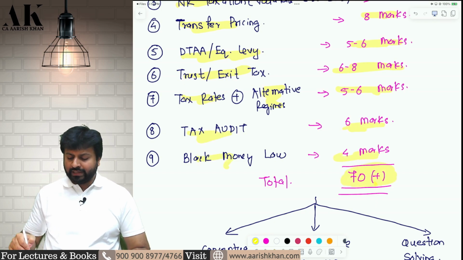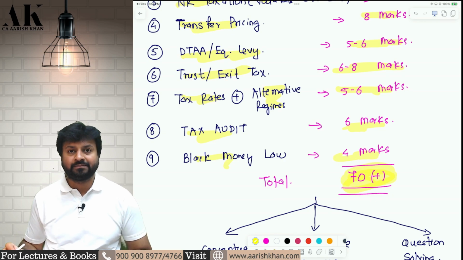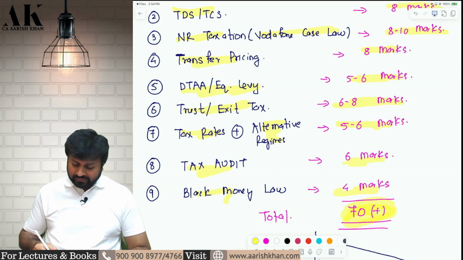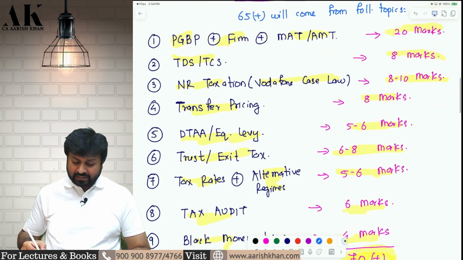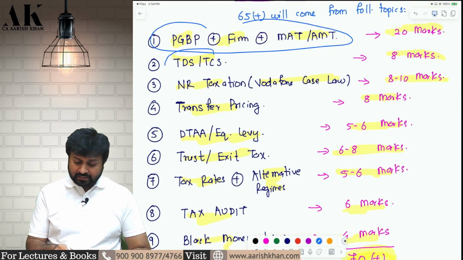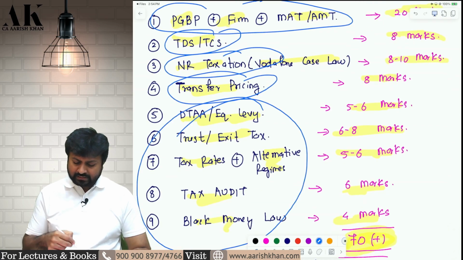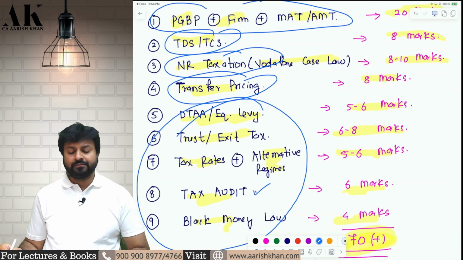All of them, if you total it, it comes to more than 70 marks. Believe me, if you thoroughly do these topics, out of these topics, which are big topics, which take a lot of time. This is a big topic. This is a big topic. This is a big topic. Rest all are very small topics. A tax audit is slightly bigger.